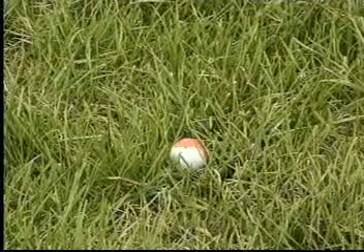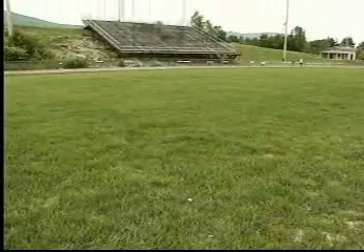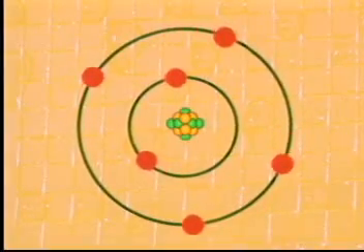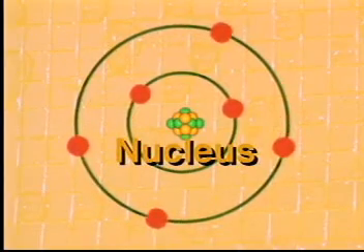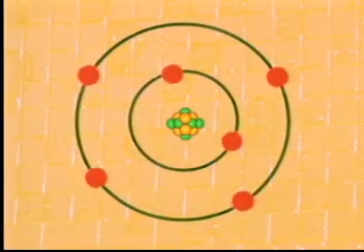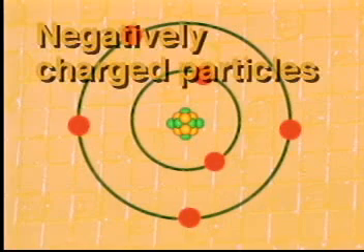The nucleus is very tiny compared to the atom as a whole, equivalent in ratio to a marble in a stadium. Rutherford stated that all an atom's positively charged particles were in the nucleus, and negatively charged particles were scattered outside the nucleus around the perimeter of the atom.